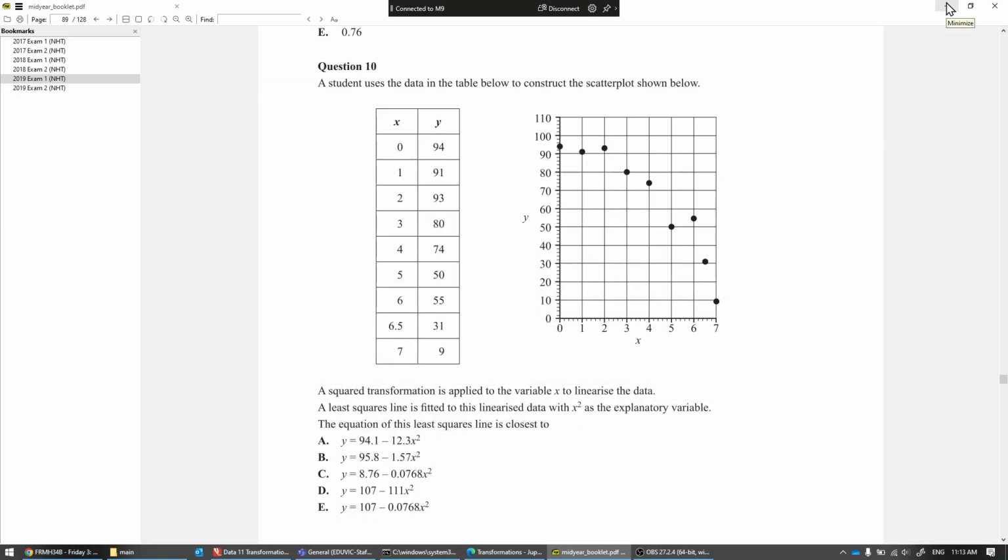Okay, so we're on page 89 of the exam booklet. We're looking at question 10. I'm going to use this to introduce the next topic. So have a look at this scatter plot. One of the things that I will ask you to do is to describe the association, and there were three keywords: strength, direction, and form. We're really concerned about form this time.